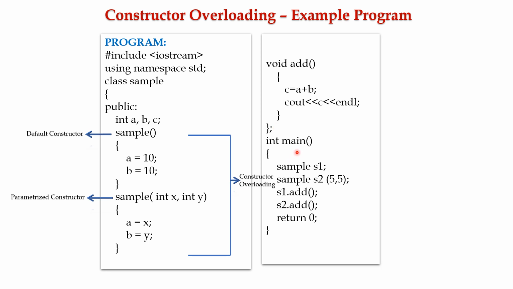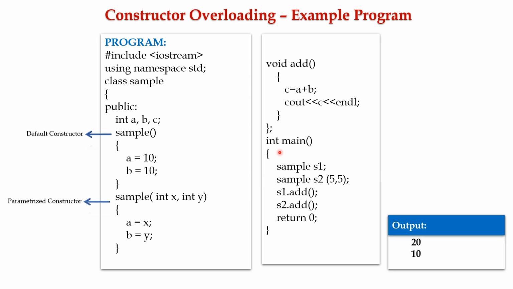Inside the main function, sample S1 means we are creating the object S1 and calling the default constructor here. Next, sample S2 of 5, 5. Here we are creating the object S2 for the class sample and calling the parameterized constructor. Then using the object S1, we are accessing the function add, and then using the object S2, we are accessing the function add, and finally return 0 and the program is terminated here.